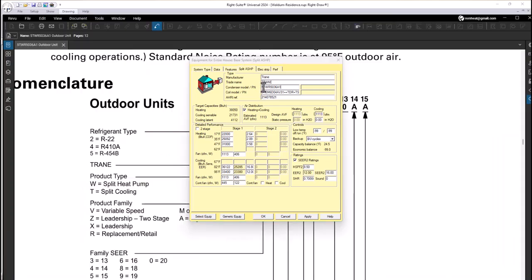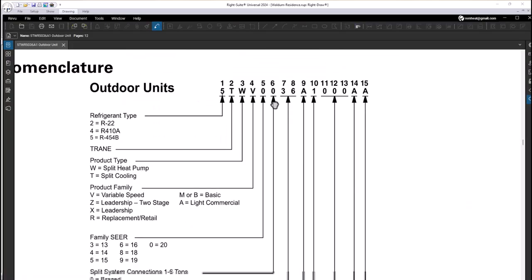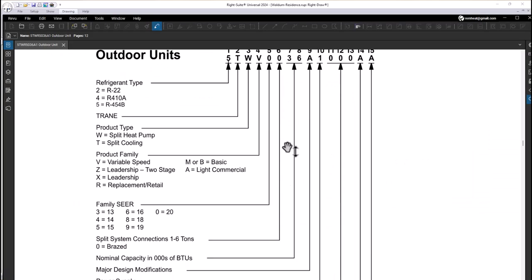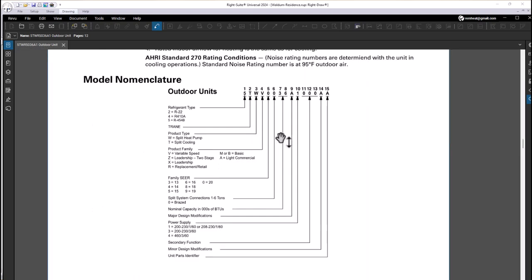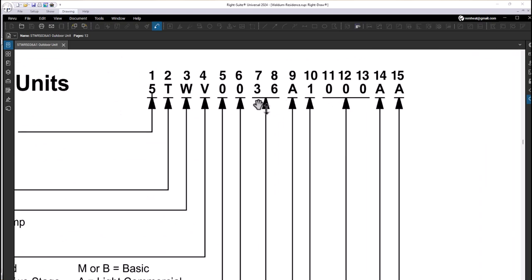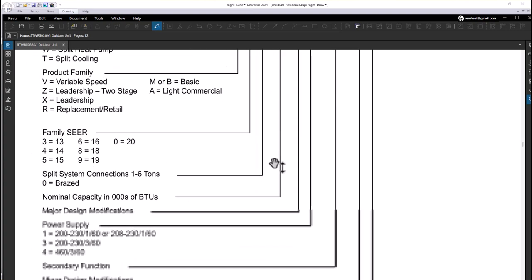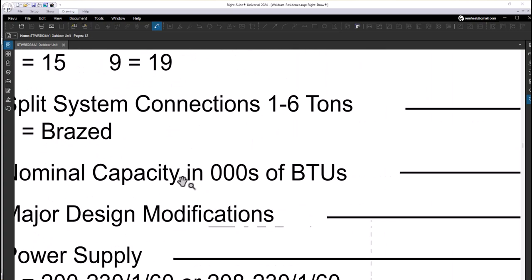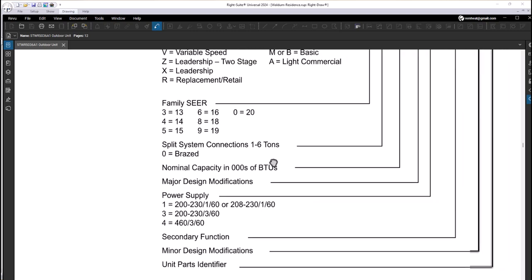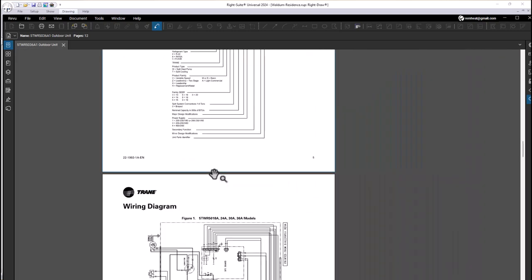For example, in here, see 5TW. In every spec sheet, you're going to have the nomenclature. All right, let's keep on going down. But the most important thing is this 36, which is the nominal capacity. See, look, it goes down. Nominal capacity in thousands of BTUs. There we go. Okay, let's keep on going down just very quickly.